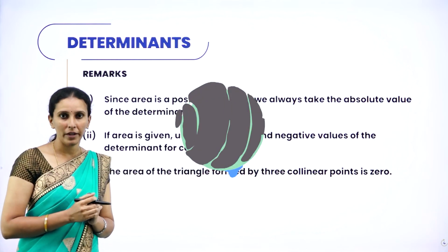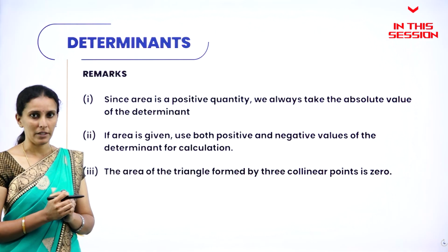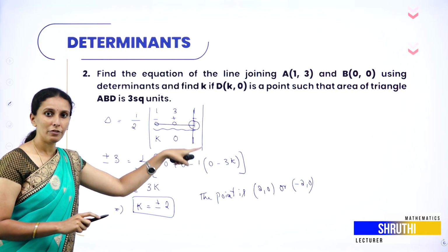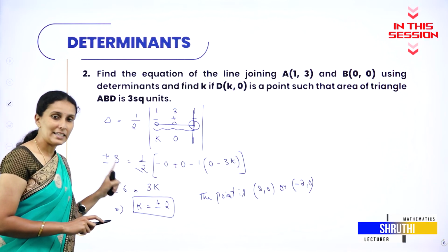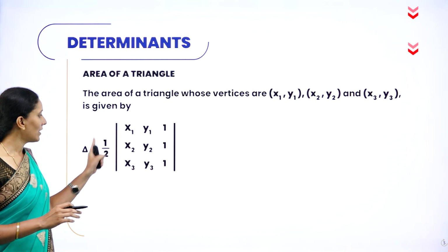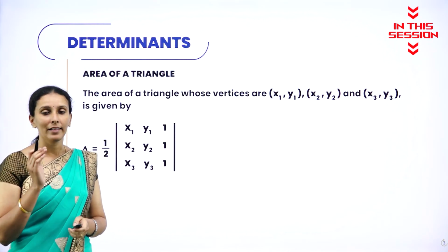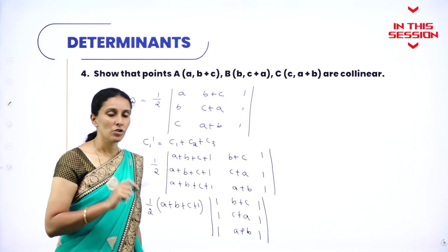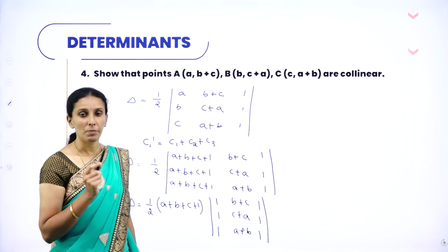Area is a measurement, so you should always consider the positive quantity of the value of the determinant. Whenever all the points are given, even if the value of the determinant is negative, area must always be considered positive. When you get a negative value, make it positive because you are calculating the area of a triangle. If any two columns have the same values or any two rows have the same values, the value of the determinant becomes 0.